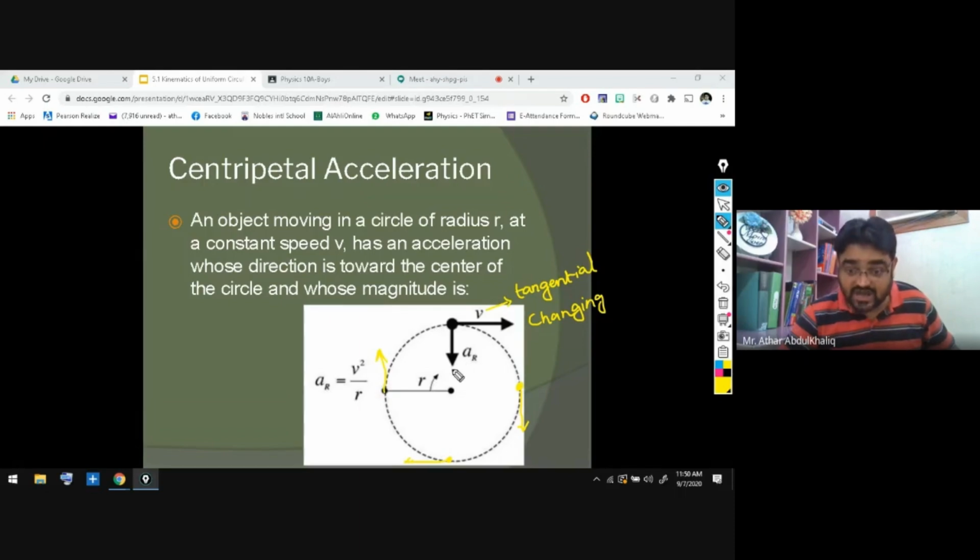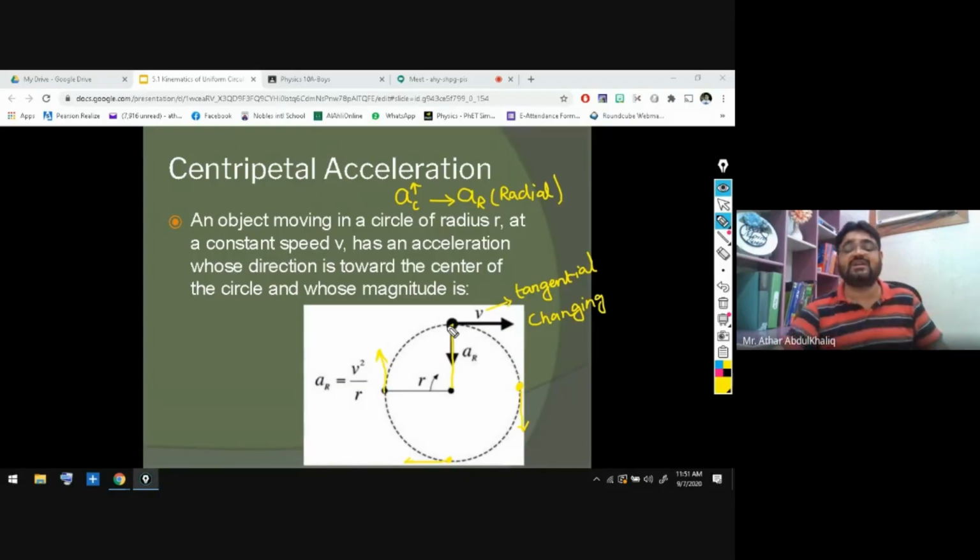This acceleration is always directed toward the center of the circle around which the object is rotating. So this acceleration is called centripetal acceleration. We use centripetal acceleration as AC, or sometimes we call it AR. Why do we use AR? AC is for centripetal acceleration, and AR is for radial acceleration. Why radial? Because this is the radius, and this acceleration is along the radius of the circle, so we can also name it radial acceleration.